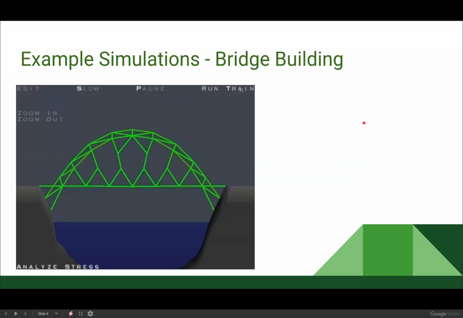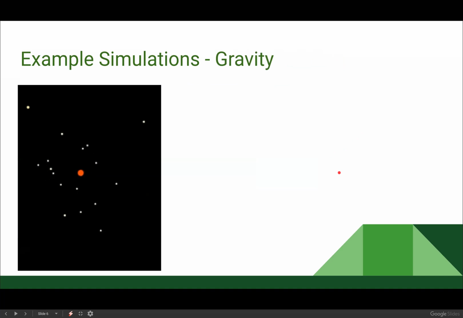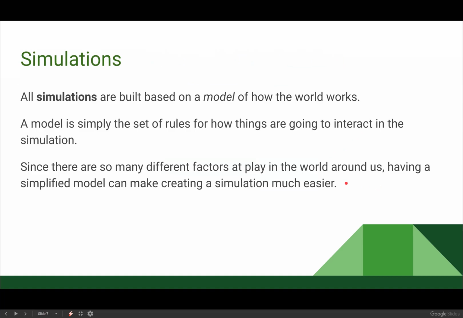Some example simulations are building bridges. Engineers can simulate the building of a bridge to see if their architecture will be able to withstand the weight of vehicles on it. There are flight simulators. Microsoft just released a super popular flight simulator that can be used to teach people how to fly a plane or to just kind of fly around the world and experience life in the sky. We can even do things like simulate gravity in space. We can see all these particles moving around, being affected by gravity, being affected by each other. So there's all kinds of different things we can simulate using computers.